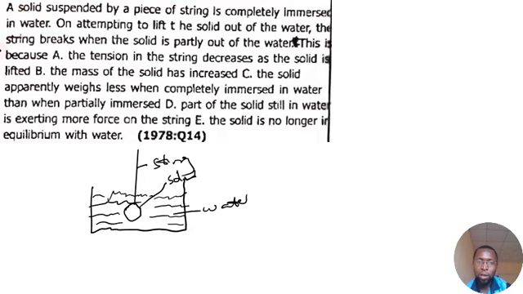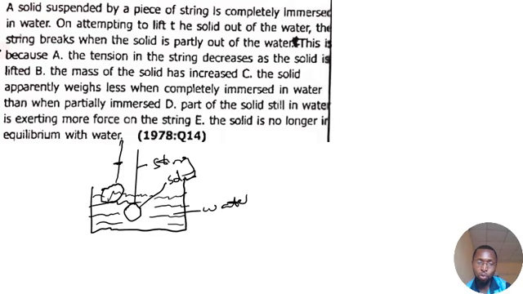On attempting to lift the solid out of the water using the string, we want to take the solid out of the water using the string, and the string breaks when the solid is partly out of the water. So what it means is that when the solid is half away from the water, the string itself breaks or cuts. So what really caused that? That's what they are asking. This is because the tension in the string decreases as the solid is lifted.